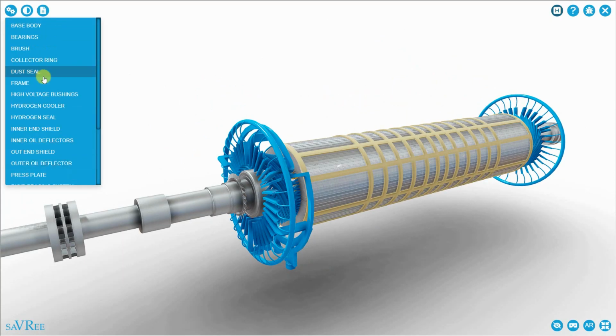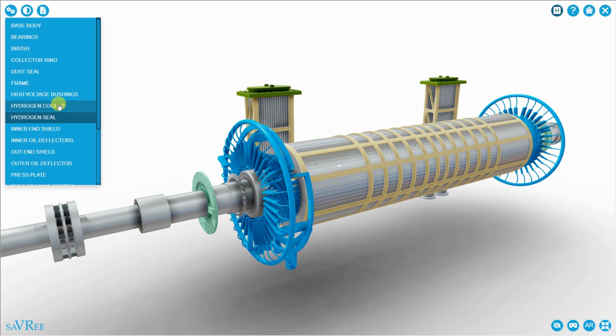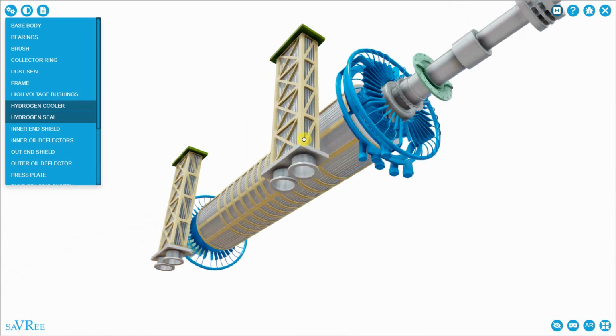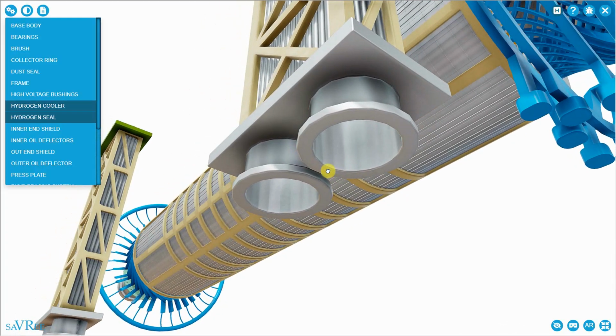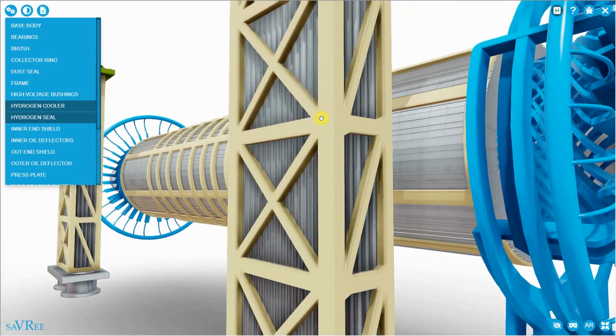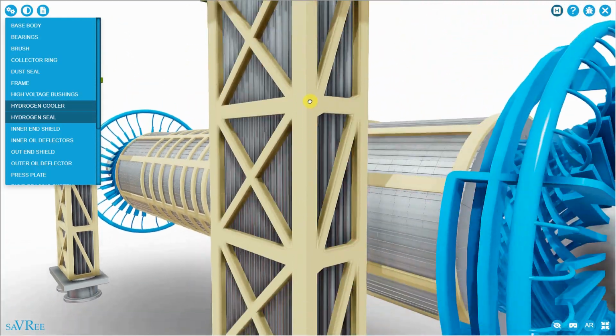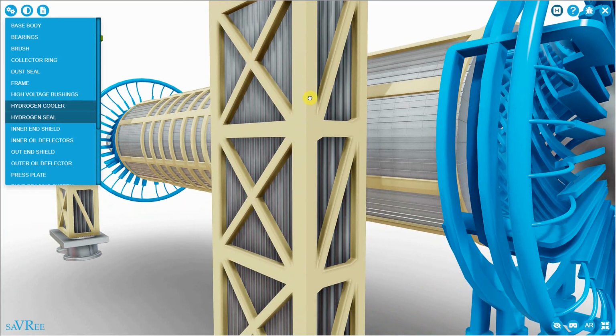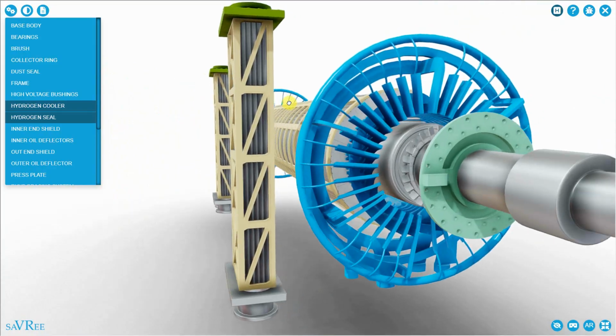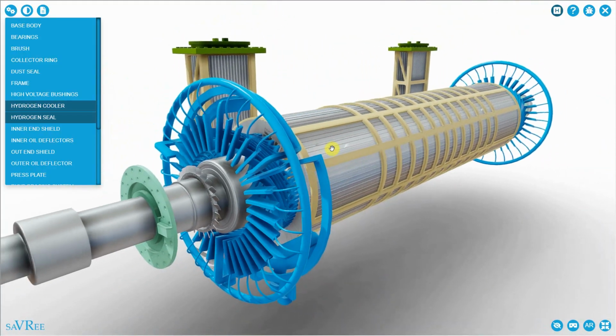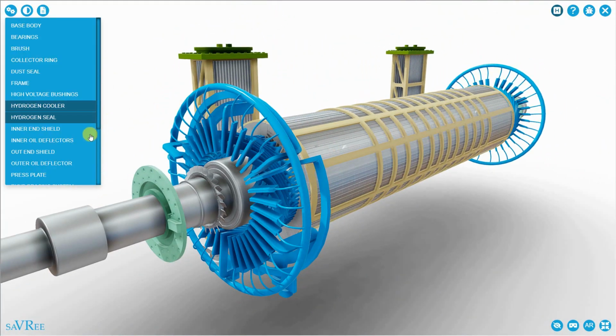This particular generator is hydrogen cooled, so we need things like a hydrogen cooler. The hydrogen itself is cooled by water. The water connects here, goes to a heat exchanger. The hydrogen flows across the heat exchanger, and that's how we cool it. We then reject the heat via the cooling water system to atmosphere if we're using a cooling tower, or to another system if we want to recapture the heat.